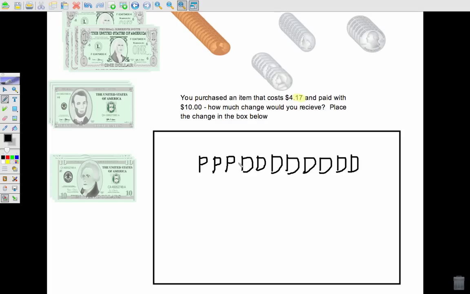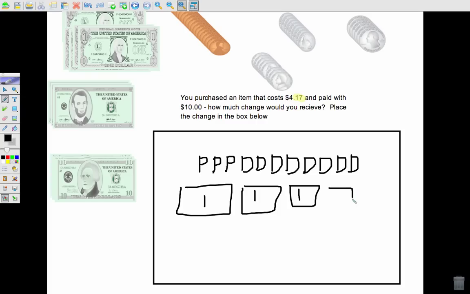Here's probably where most kids make their mistake. They forget that they started with $4, but this 17 cents and all these pennies and dimes actually brings you up to another dollar. So we're at $5. I want to go from $5 to $10. So I can start by counting my dollar bills. I'm at 5. If I have another dollar, that's 6, 7, 8, 9, and one more dollar brings me up to 10.